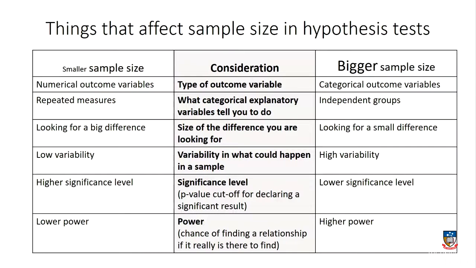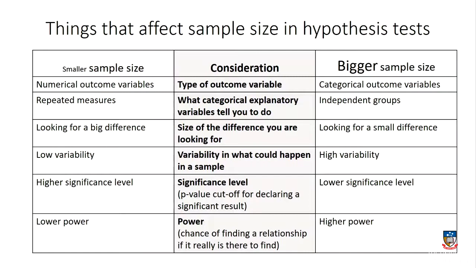In fact, chi-squared tests tend to need like 10 times as much data as you need for a t-test. And that's just something to expect. A t-test might need 30, a chi-squared test will need 300. The next thing, what categorical explanatory variables tell you to do. If your categorical explanatory variables tell you to make repeated measurements of your outcome variable, then you will need a much smaller sample size than if you have independent groups.